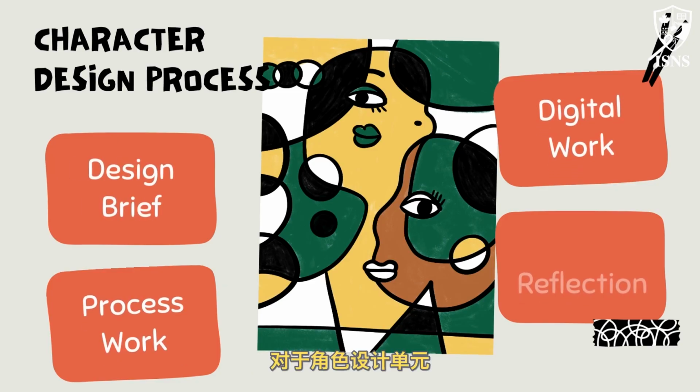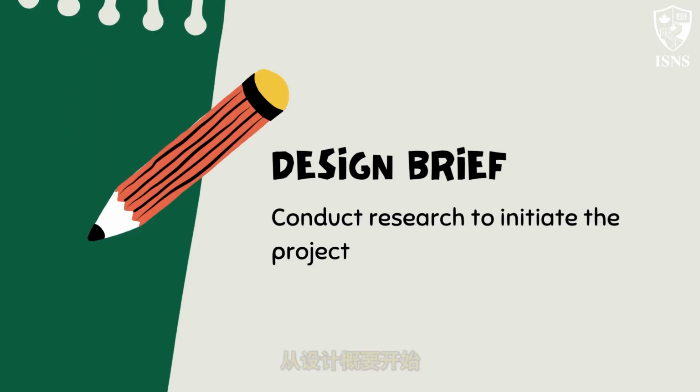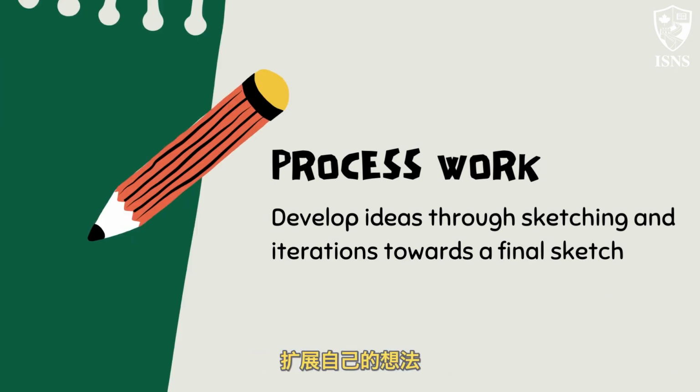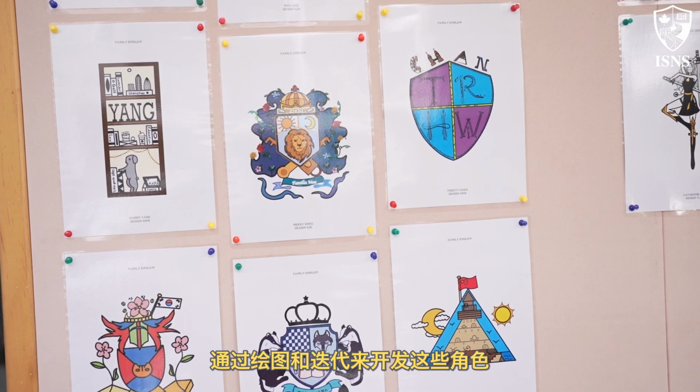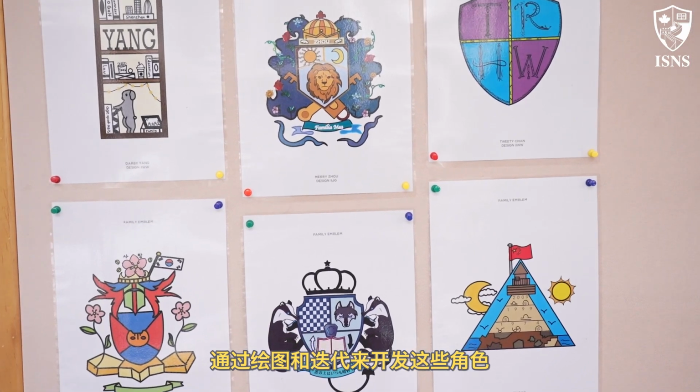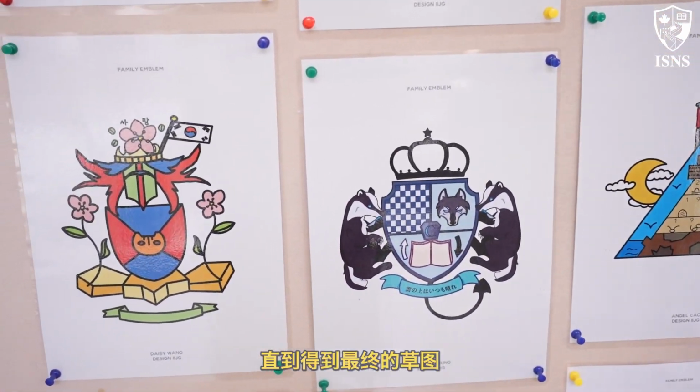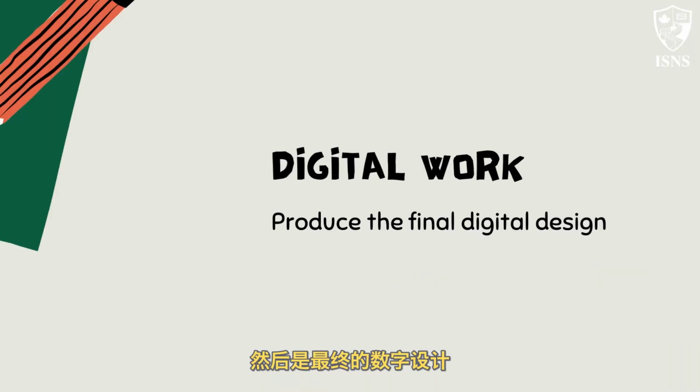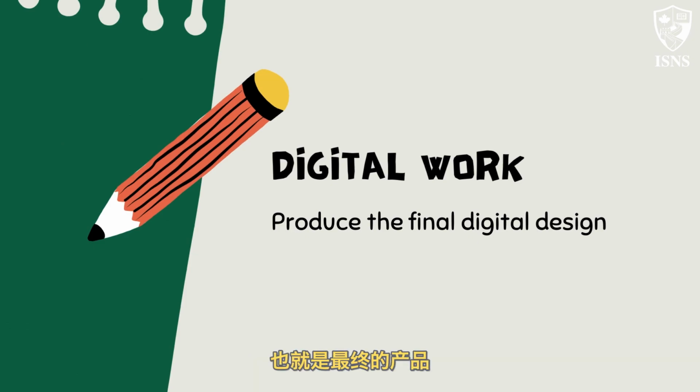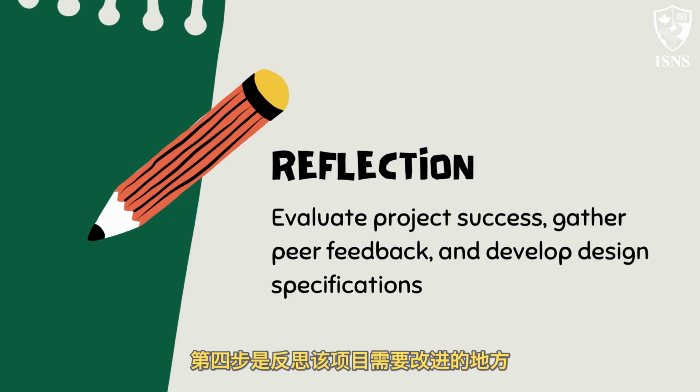For the character design unit, we have 4 particular things that the students need to produce. It starts off with a design brief, which is their research going into the project. And then it's their process work, where they develop their ideas. Everything we've been talking about, like developing those characters through drawings and iterations until you have a final sketch. And then it's the digital work, the final digital design, which is the ultimate end product. And then the 4th one is where they have to reflect on the project and evaluate how well they did.